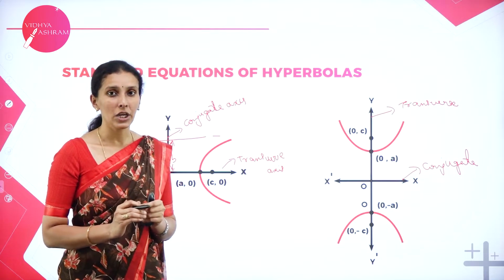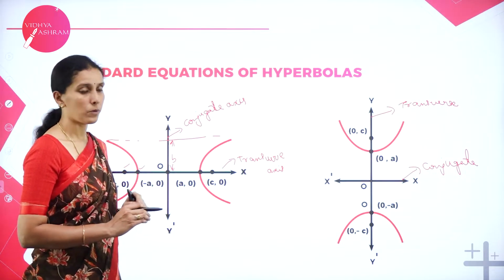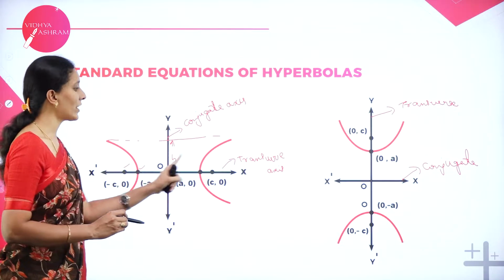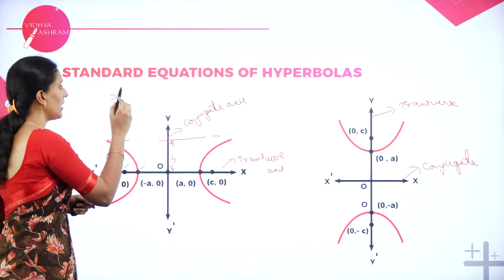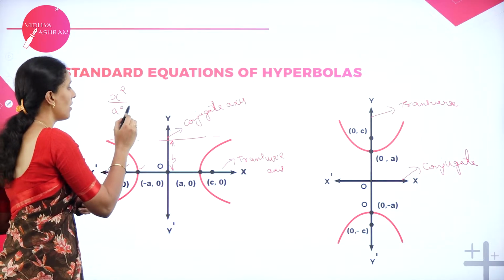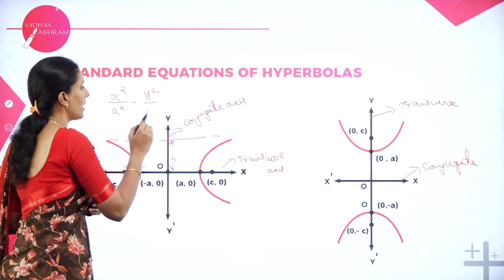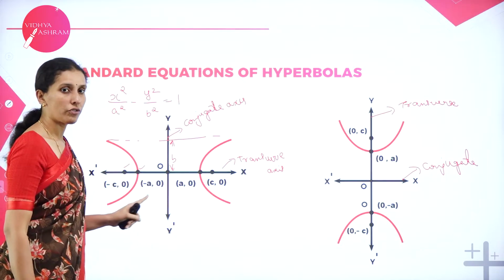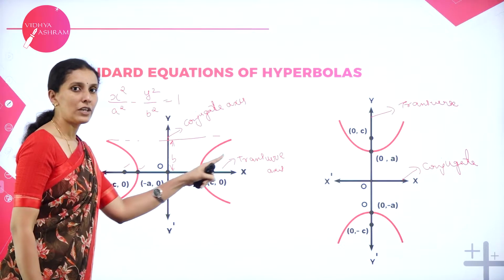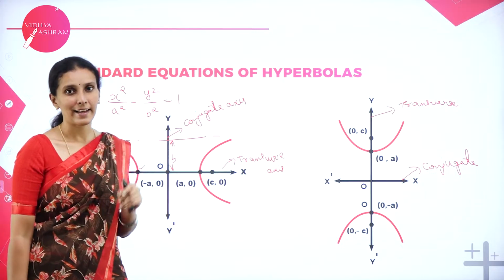What are the standard equations of these types of hyperbolas? For the first case, where the transverse axis is the x-axis, the equation will be x squared by a squared minus y squared by b squared is equal to 1. This is the standard equation of the hyperbola where the transverse axis is the x-axis.